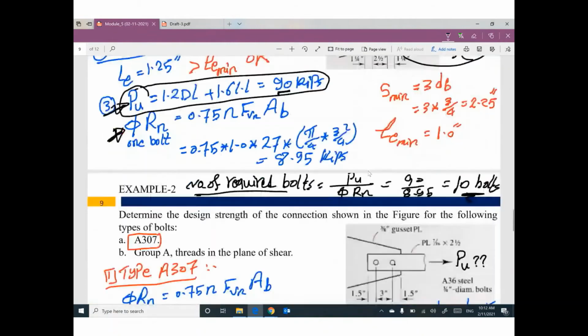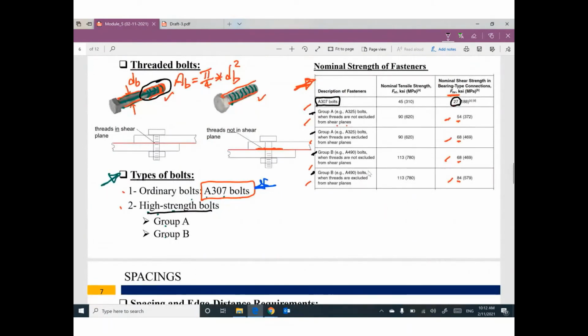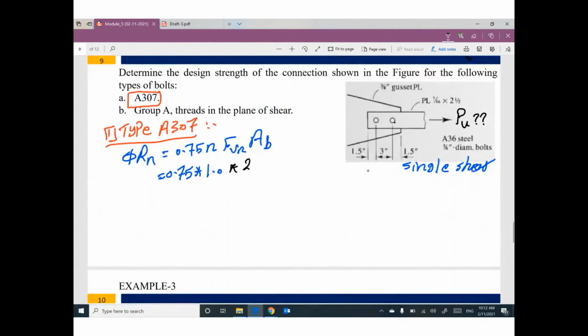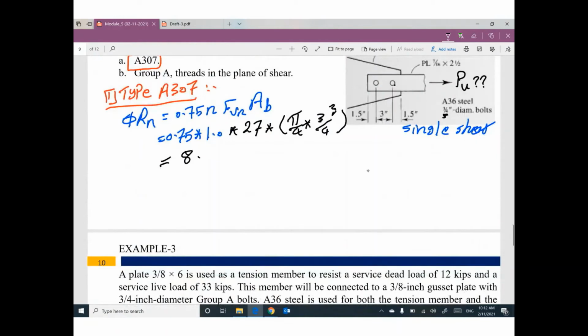For Fnv, I will go back to the table based on the standard. For the first type of bolts, your value of Fnv is 27. The area of the bolt is π/4 times the diameter, 3/4, squared. I can figure out the strength will be 8.95 kip.